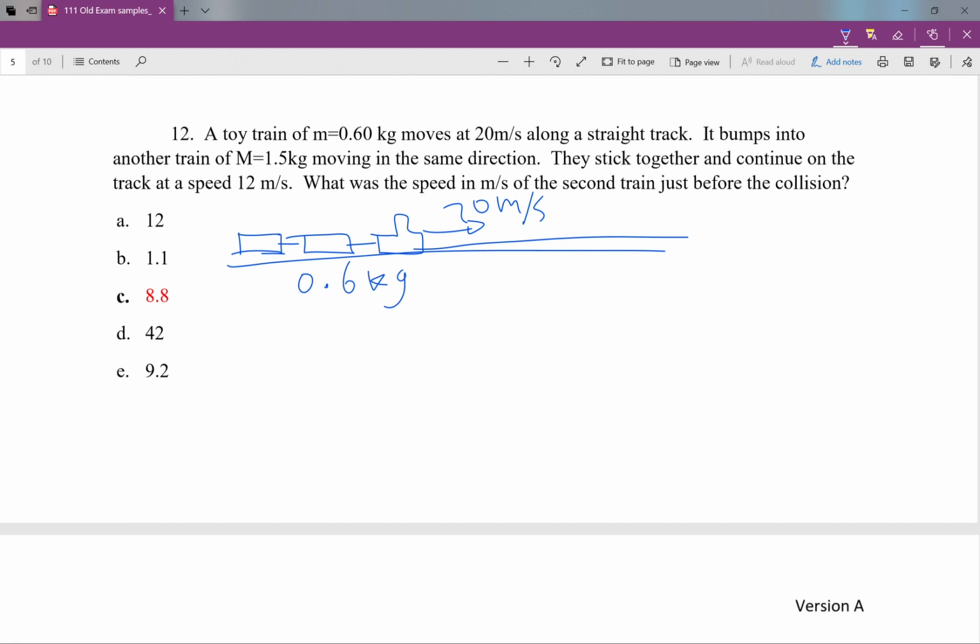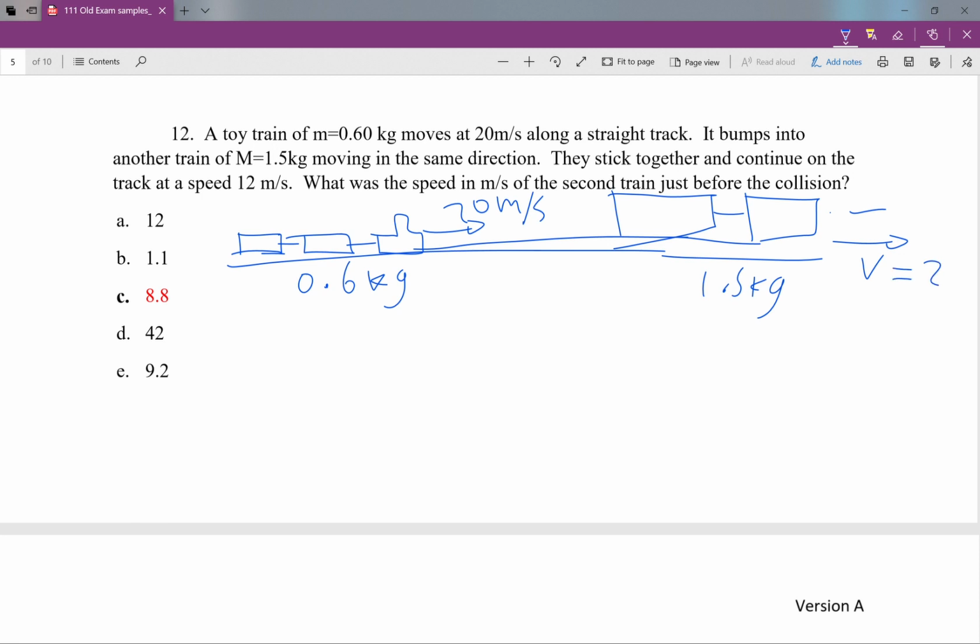Now it bumps into another train which is much bigger. The mass is 1.5 kilograms, and it is also moving in the same direction at some speed. We don't know what it is. Now they stick together and continue on the track at a speed of 12 meters per second. What's the speed in meters per second of the second car just before the collision?